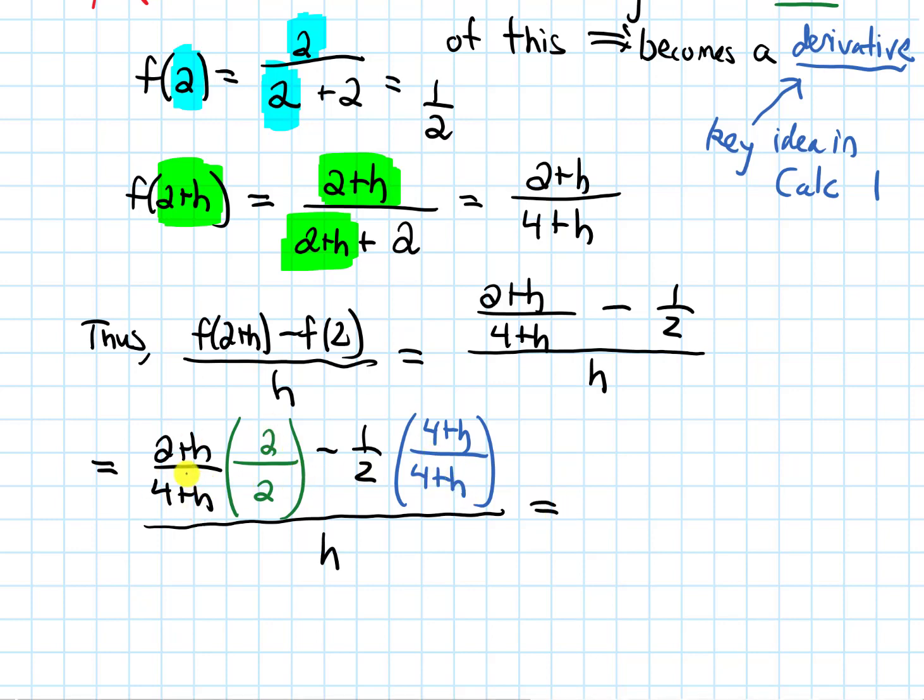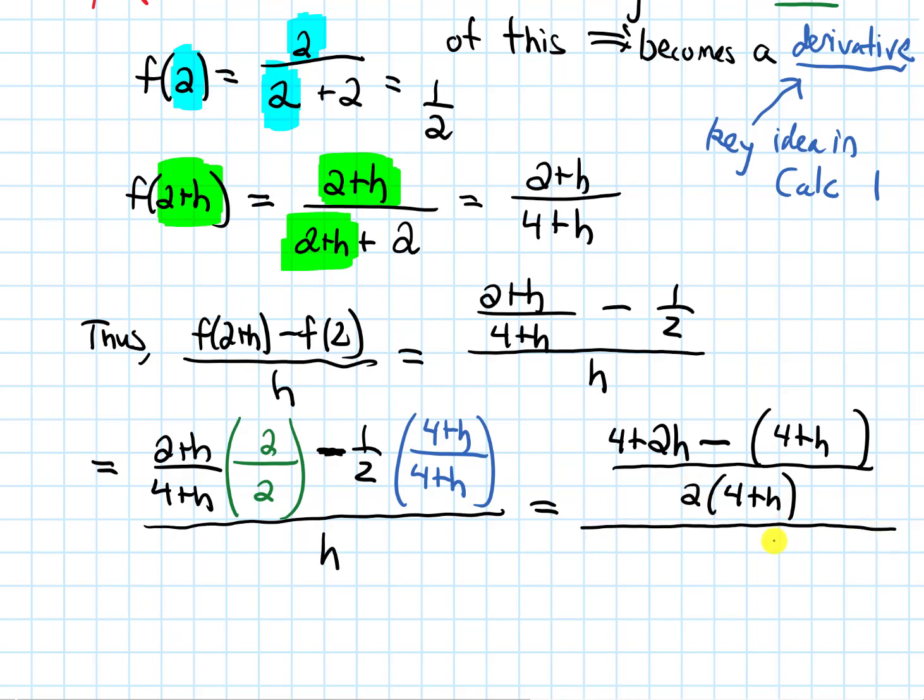So now if I do that and I combine the fractions on top, if I distribute the 2 to the 2 plus h, we'll get 4 plus 2h. Then I get this minus, and then I'll have 1 times 4 plus h. But I should put that in a big parentheses, because it's got to be minus all of that. So 1 times 4 plus h is 4 plus h. So we have this. The denominator of that fraction is 2 times 4 plus h. I'm going to leave it factored like that, just because it'll be a little bit easier to see later if anything cancels. And then this whole thing needs to be over h.